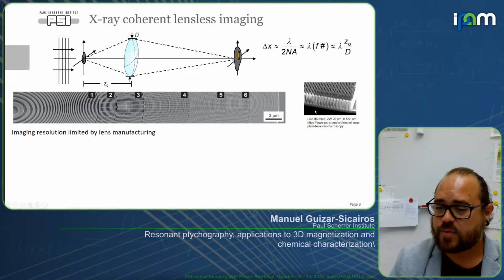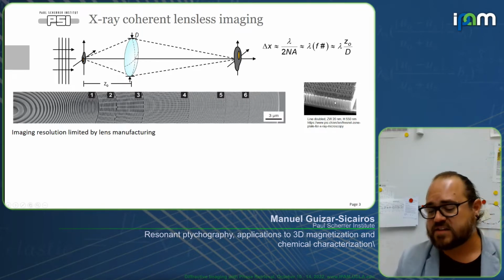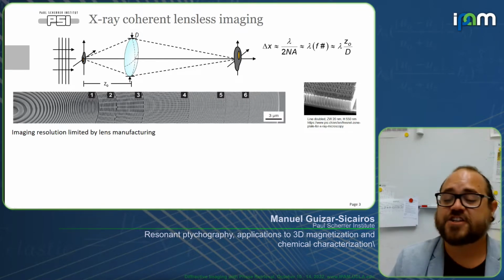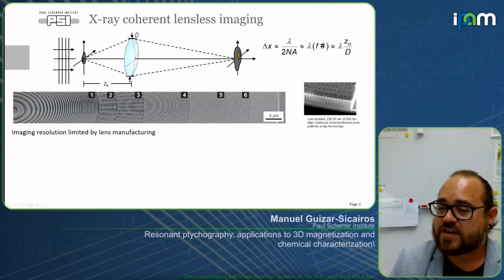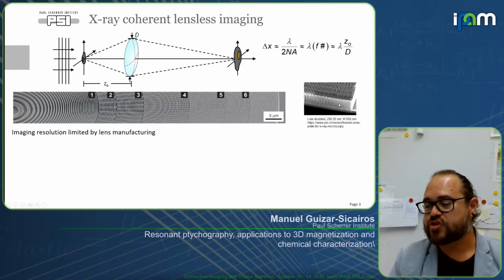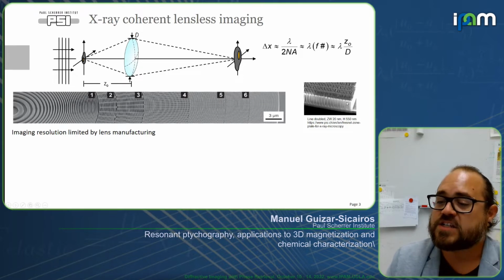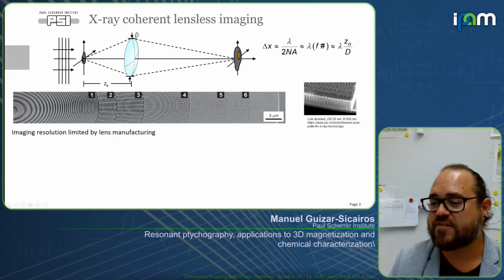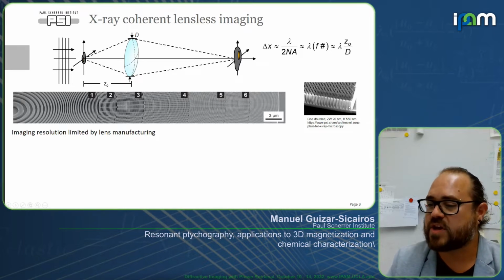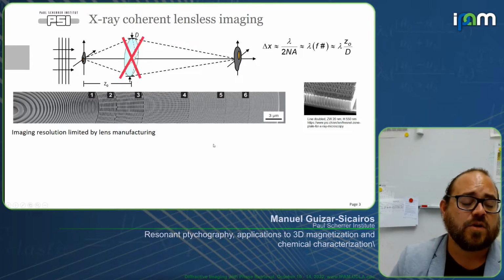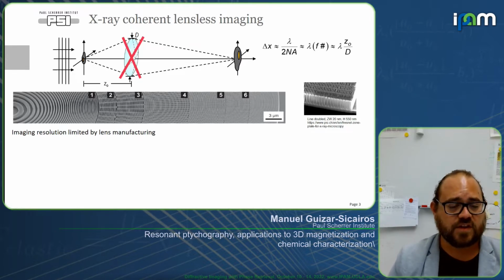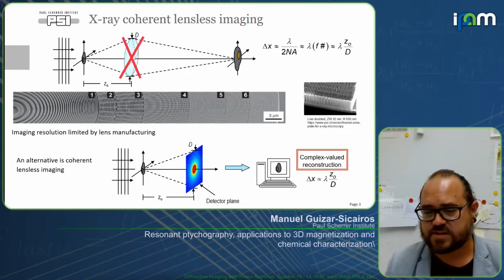Here we can see an example why. In order to have enough diffraction efficiency in this diffractive lens, we need zones that are high, but at the same time, the resolution is proportional to the smallest feature that we can write on this zone plate. So this becomes a very challenging problem because you have very high aspect ratio structures that are difficult to manufacture with enough precision. And so one of the techniques that we use is to get rid of the imaging lens and do coherent lensless imaging.